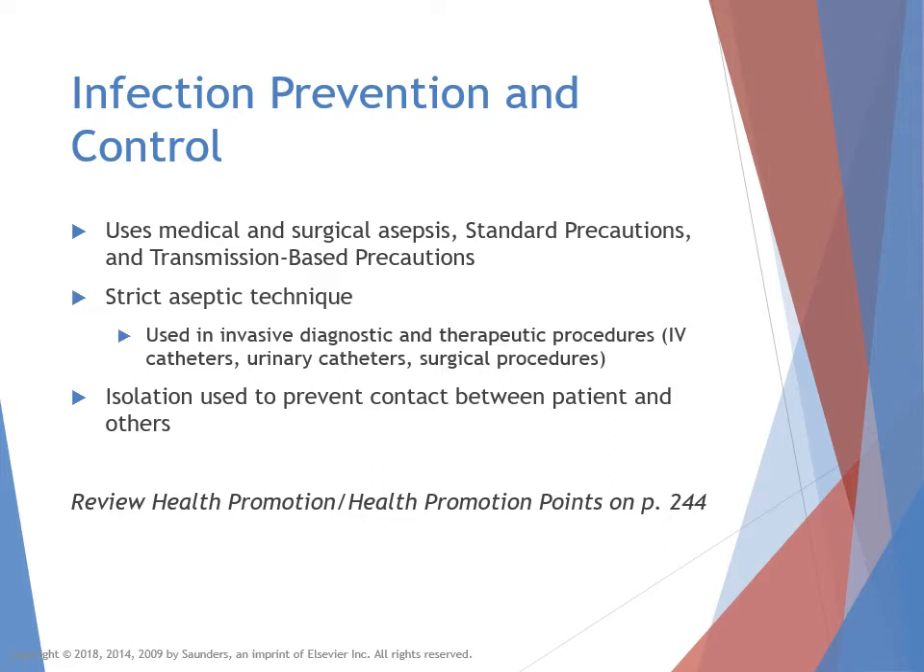I do want to point you in the direction of the health promotion points on page 244. So this specific section covers different things that the patient can do to help prevent infection. Some of these things seem very basic, like coughing and deep breathing every 2 hours. So this would be used to prevent a complication of, say, a hip replacement. The patient's got a hip replacement, they're not getting up very often, they're at risk for pneumonia as they lie in bed for extended periods of time. So a very simple nursing intervention is to instruct the patient to turn, cough, and deep breathe every 2 hours.